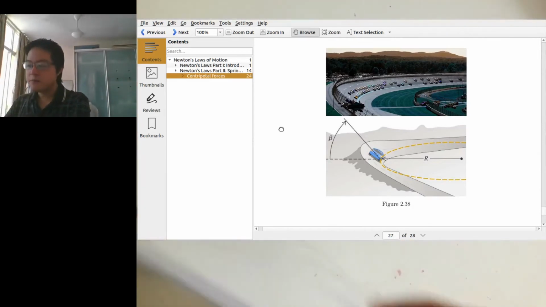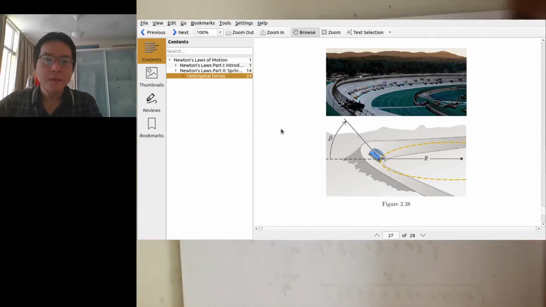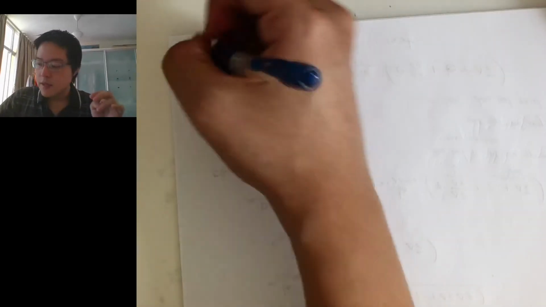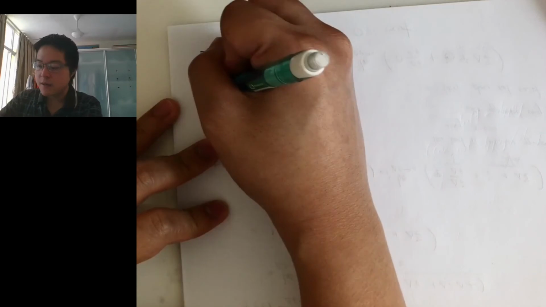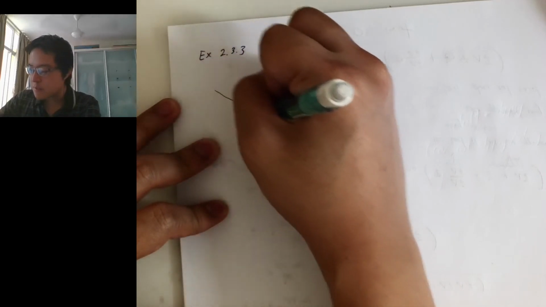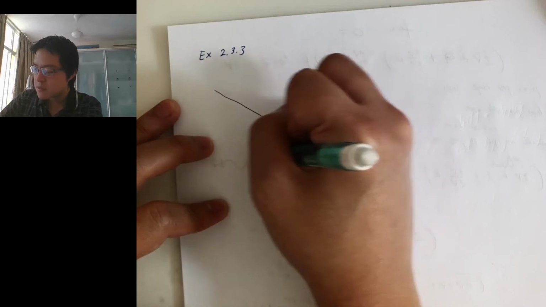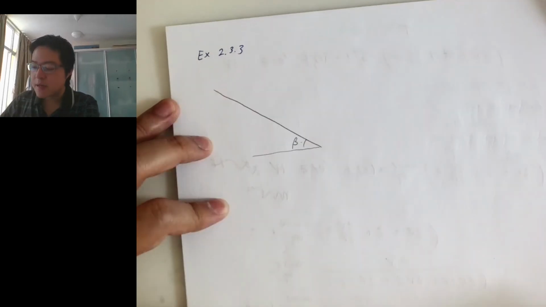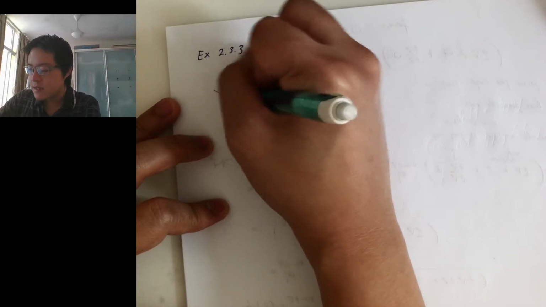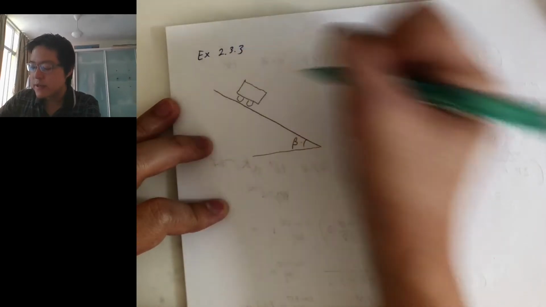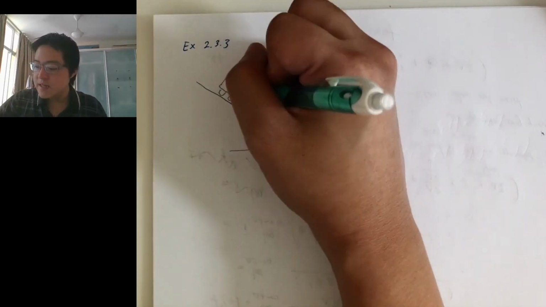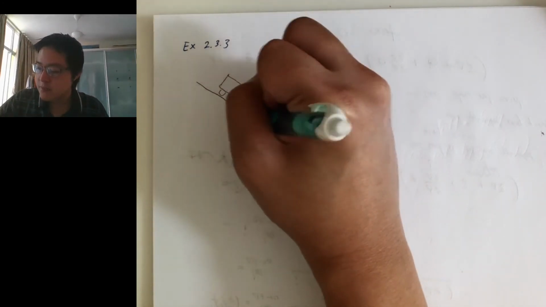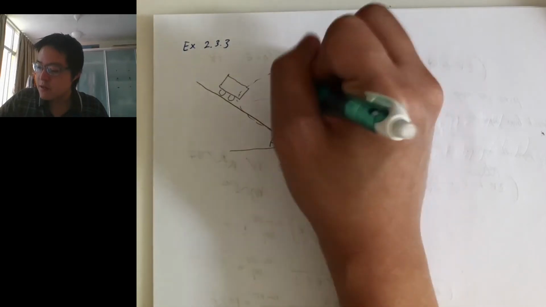Hang on, let me get the page. Example 2.3.3. In this picture we have a banked curve. Let me draw the portion of the road, something like this. It is tilted at the angle beta, and my car is here. It has wheels, but as always we want to treat it like a point mass. It's going in a circular motion of radius r, something like that.